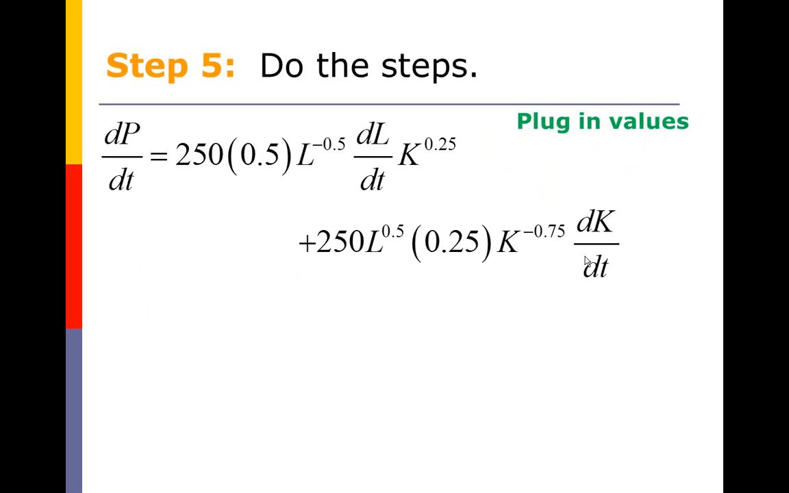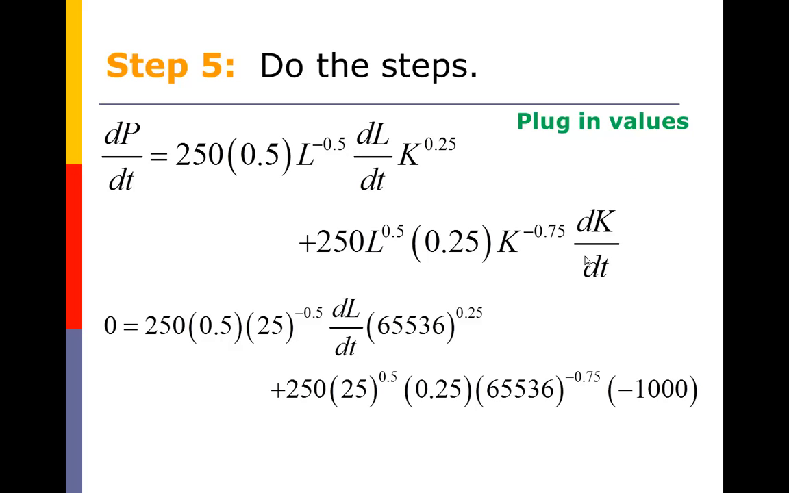Okay, and so what we want to do now is plug in our values. I took all the values that we identified earlier and just threw them into the formula. As you can see, labor is 25, so I'm plugging in 25s for the L, and 65,536 any time I see a K. We had dK/dt being negative 1,000.